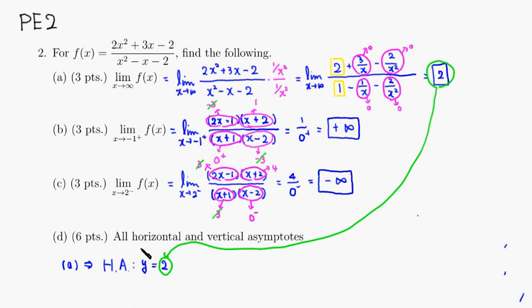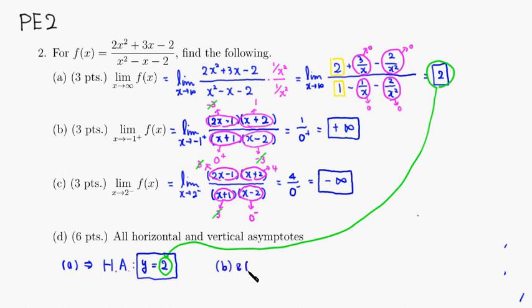Right, but be sure to give an equation for a horizontal asymptote, since a horizontal asymptote is a horizontal line, so it makes sense to give it an equation, not the value. Don't say horizontal asymptote is equal to 2. That would be incorrect.